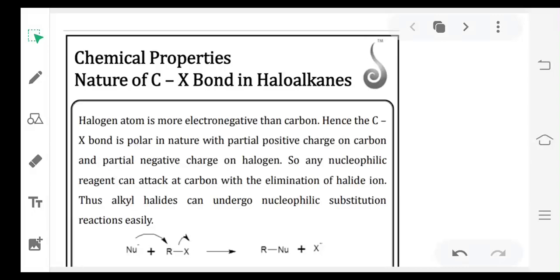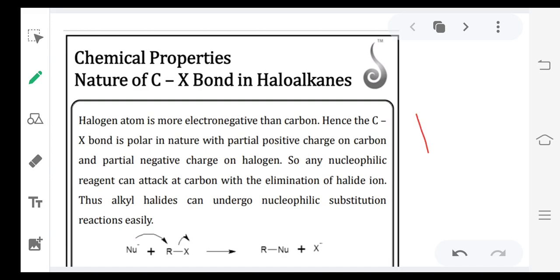So now we will discuss the chemical properties of alkyl halides. Before that, the chemical nature of the C-X bond in haloalkanes. See, the halogen atom is more electronegative than carbon, hence the carbon-halogen bond is polar in nature, with partial positive charge on carbon and partial negative charge on halogen.